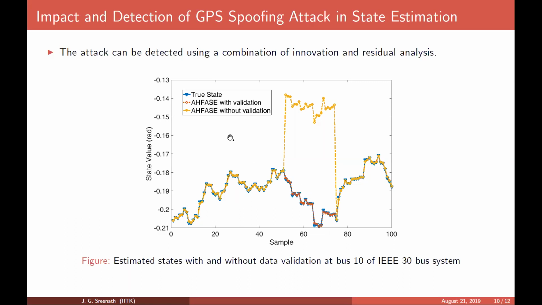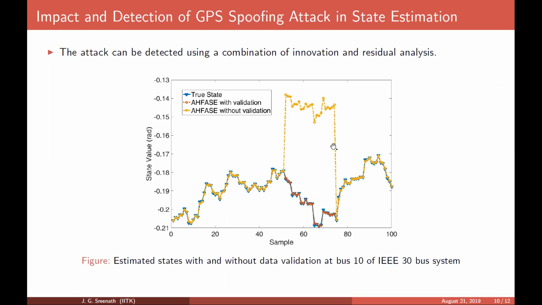Now, what happens to your system states? There is no validation of anything. Your system states with the spoofing attack show a considerable deviation, as you can see. That is what is shown with the yellow line. So with the GPS spoofing attack, your phase angle, this is actually the angle measurement, the state value in radians at a bus of the IEEE 30 bus system, this particular bus measurement gets deviated.